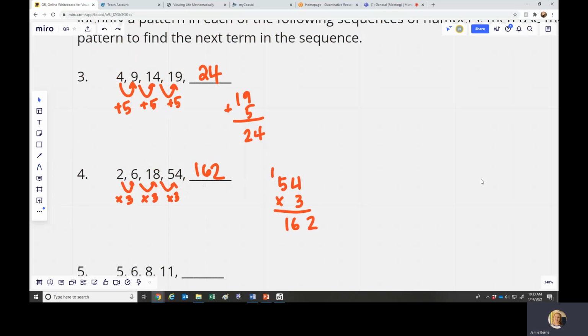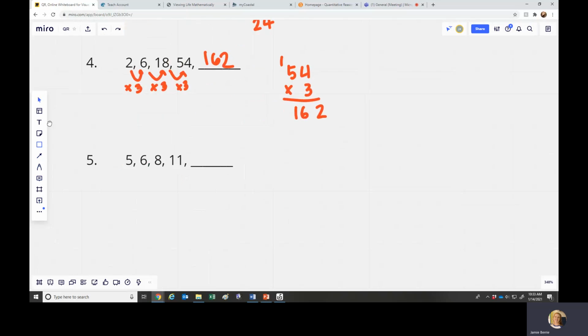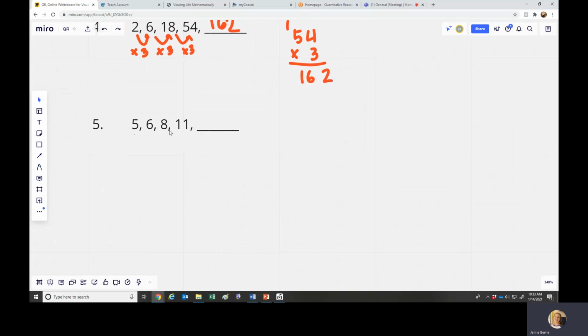Okay, and our last one, 5, 6, 8, 11. In the last two, we've been doing the same thing every time, so maybe that's what we're doing here. Here we're adding 1. Okay, if we add 1, that would get us to 7. If we added 2, that would get us to 8. And if we added 3, that would get us to 11. So what should we do to get to the next term? We should add 4, right? So 11 plus 4 would be 15. So that's the next term in the sequence.